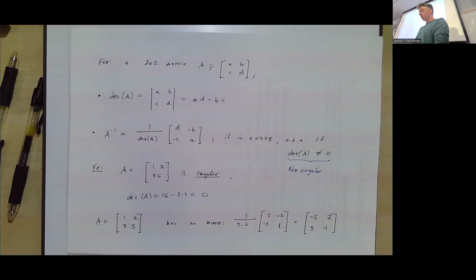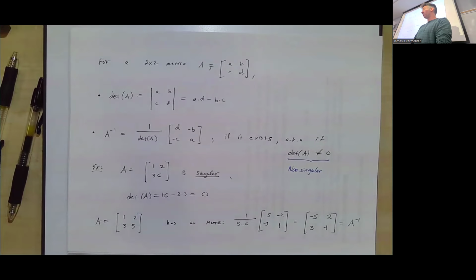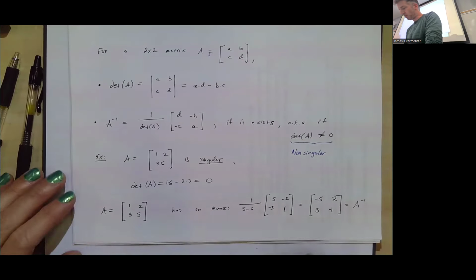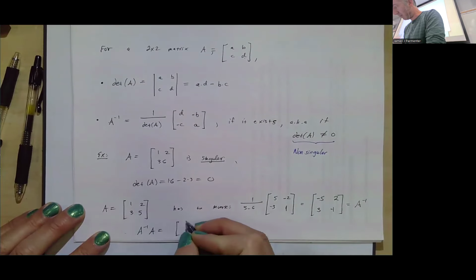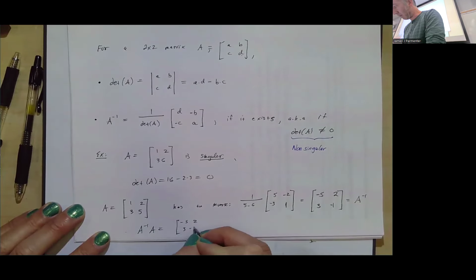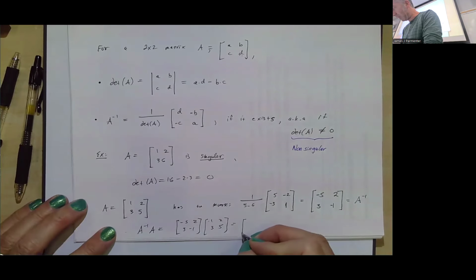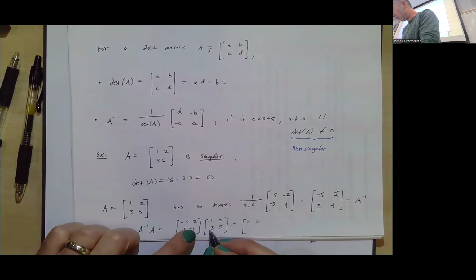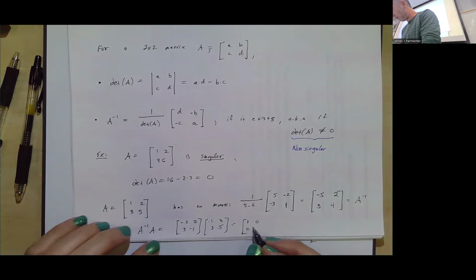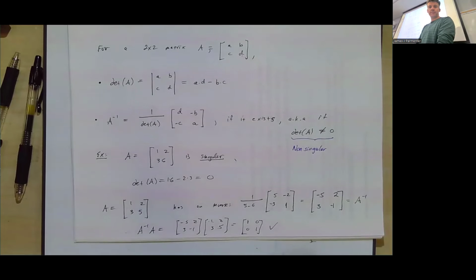And you should check on your own. And I should write that this is A inverse. If you multiply these two together, you get back the identity. So in fact, let's just do it. Why don't we do it right now, James? A inverse times A is going to be -5, 2, 3, -1 times 1, 2, 3, 5. Let's see. So -5 plus 6 is 1. I mean, we shouldn't even really have to check, but we're going to check. -10 plus 10 is 0. 3 minus 3 is 0. 6 plus -5 is 1. Yep, it checks out just like we knew it was going to. Great. Okay.